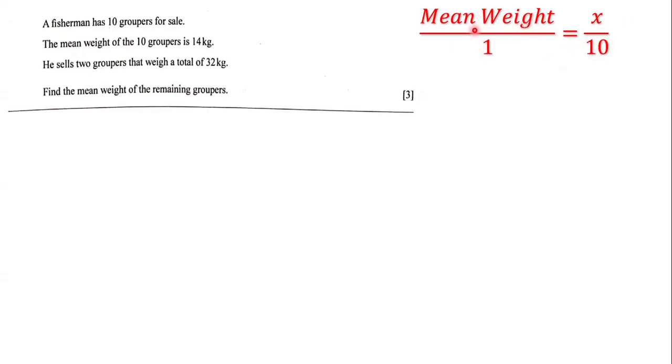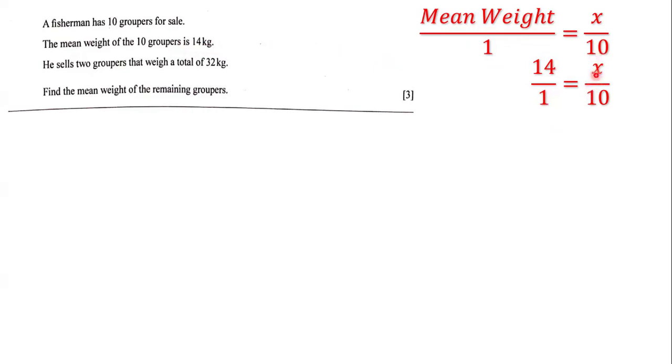Now we put the mean weight over 1 because we are preparing to cross multiply. But the good news is that they gave us the mean weight, right? They told us that the mean weight of the 10 groupers is 14 kilograms. So instead of putting mean weight, let's substitute that. In place of the mean weight, we put 14 over 1, because we're preparing to cross multiply.